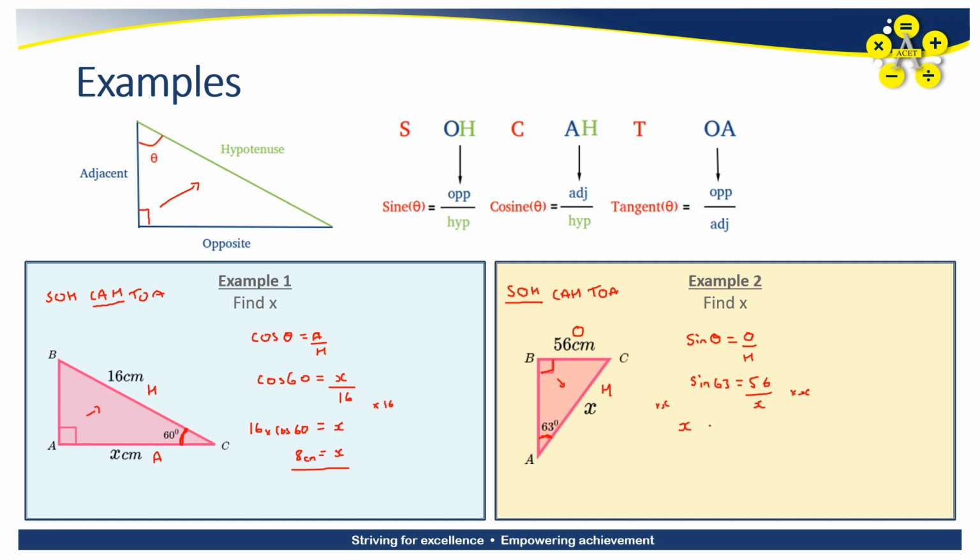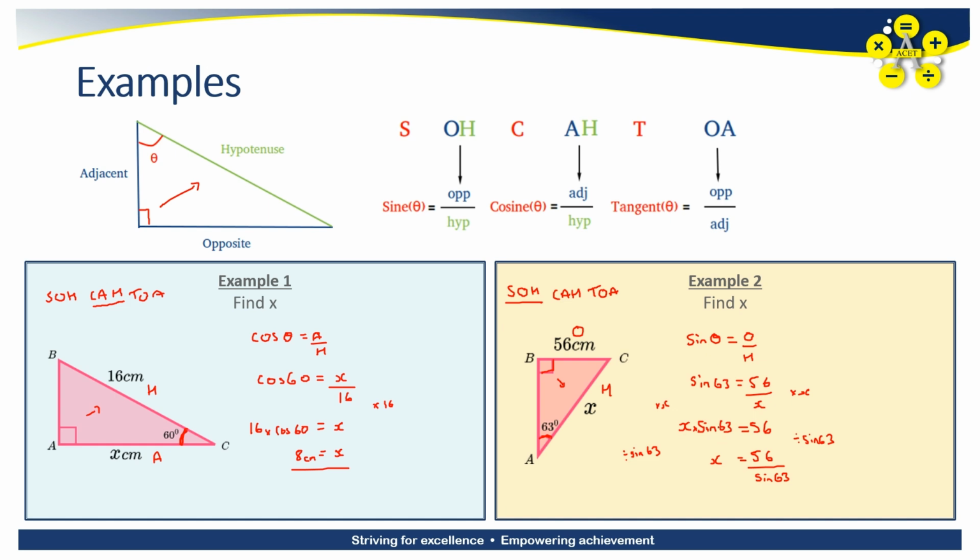And if I do that, I get x sine 63, or x multiplied by sine 63, equals 56. That's still not helpful because I want x on its own, so I need to get rid of this multiply by sine 63. So I'm going to do the inverse. I'm going to divide by sine 63. And if I do that to both sides to keep things fair, I end up with x equals 56 divided by sine 63. Now notice what's happened really here is that the sine 63 and the x have swapped places.